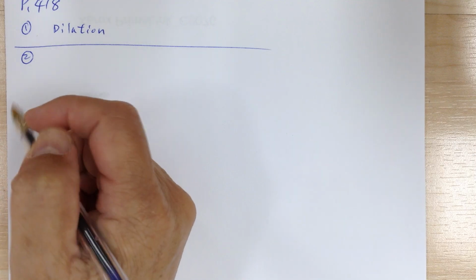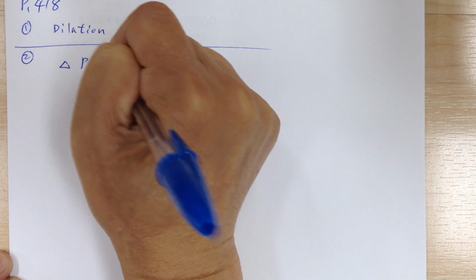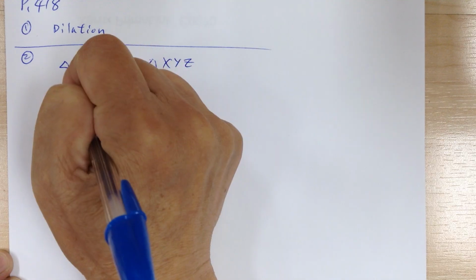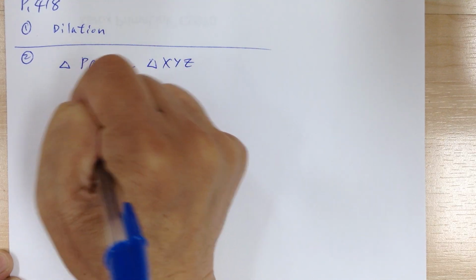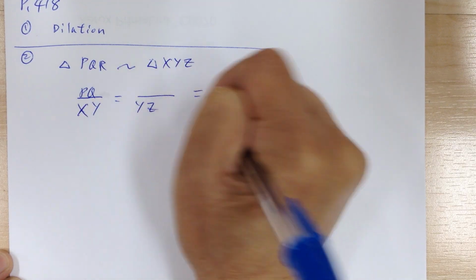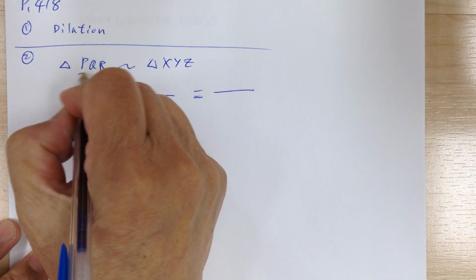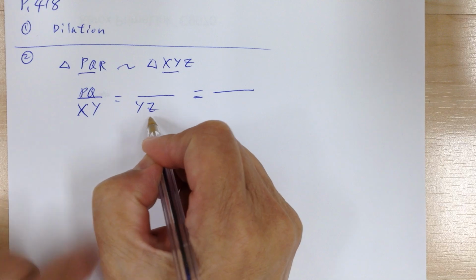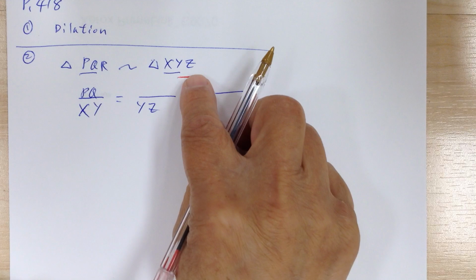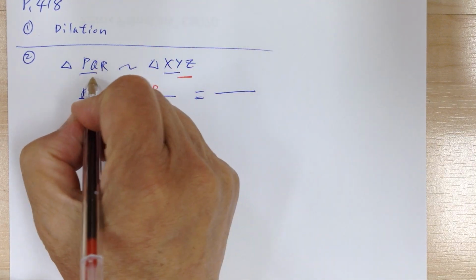Okay, number 2. If triangle PQR is similar to triangle XYZ, then PQ over XY is equal to blank, YZ equal to blank. What you need to do is match up the letters. You have PQ, XY, and then you have YZ. YZ is going to match up with QR. See that? It matches with QR.